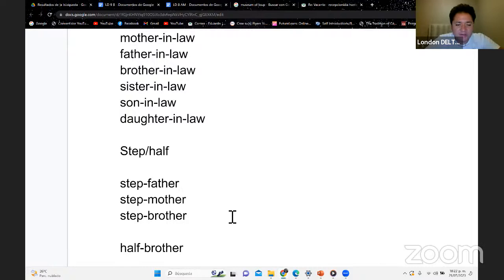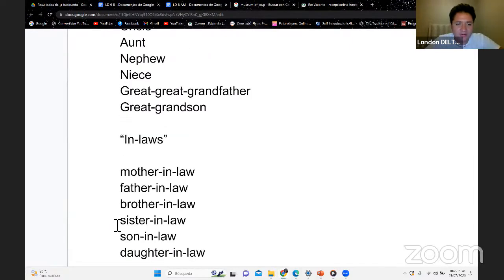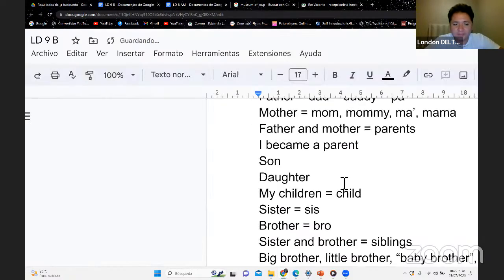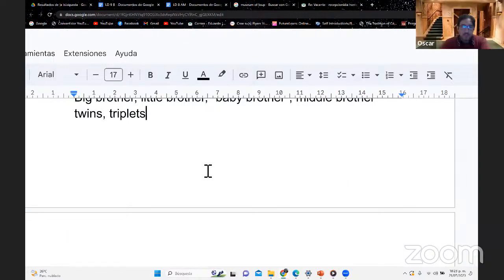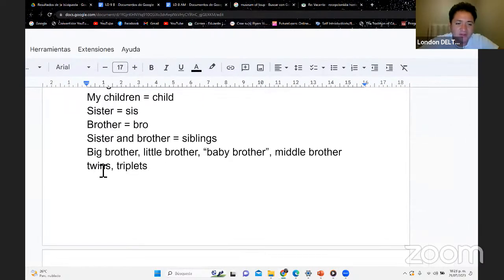Okay, we also have twins, right? Twins, which means gemelos. Twins sería quizá la parte de aquí, right? Nuclear family, twins. We also have the word triplets. ¿Qué creen que quiere decir triplets? Trillizos. Exactly, twins, gemelos, triplets, trillizos.